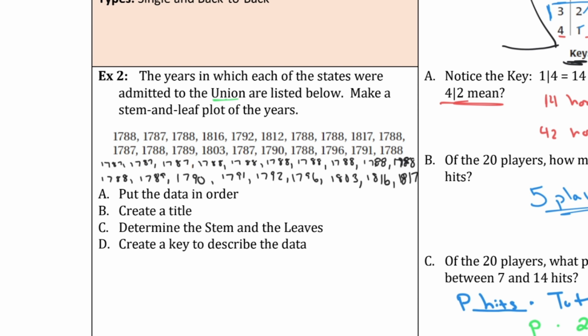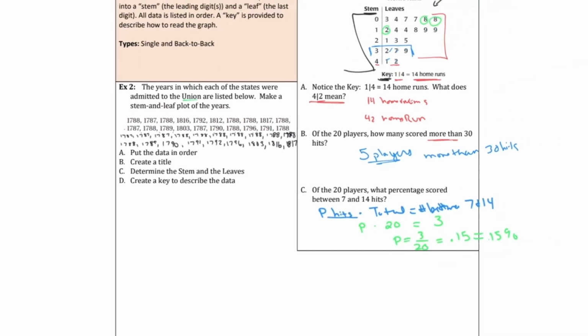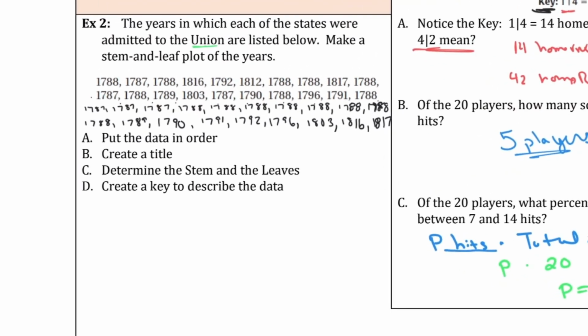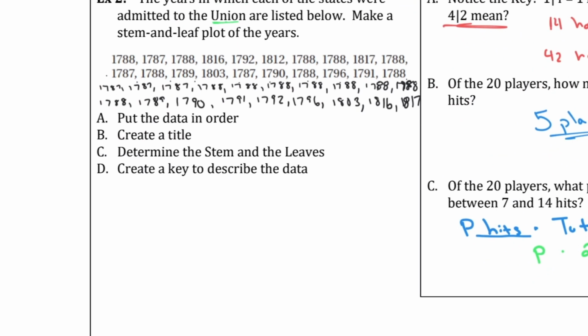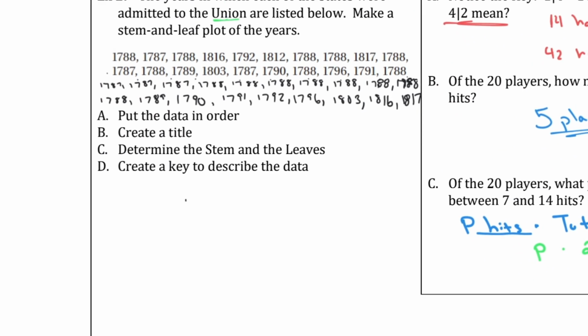Once you have your data in order, double check. Count that you have the same number of data pieces that you started with. So I have 2, 4, 6, 8, 10, 12, 14, 16, 18, 20. I did start with 20, so mine are in order and I have the same number. When we create a stem and leaf plot, you need some sort of title. So the title of mine, I'm going to put years and states.